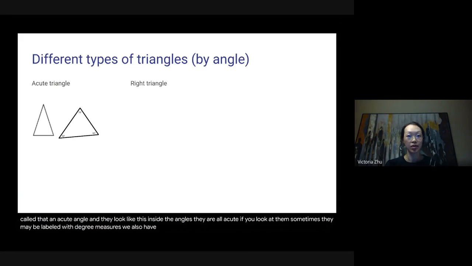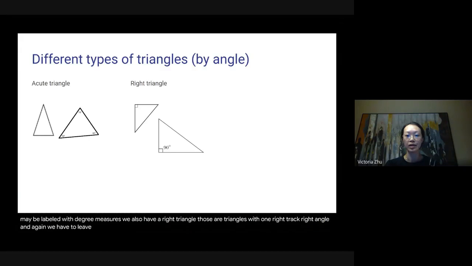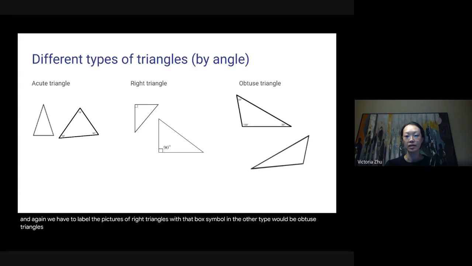We also have a right triangle. Those are triangles with one right angle. And again, we have to label the pictures of right triangles with that box symbol. And the other type would be obtuse triangles. These guys have one obtuse angle inside them. So notice that all of these names are determined by the type of angle that they have inside them.